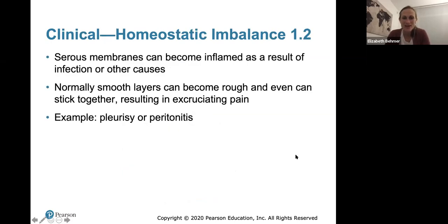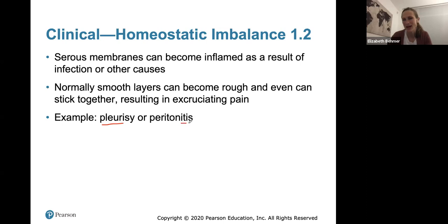So here we have serous membranes can become inflamed as a result of an infection or other cause. This is where you get pleurisy or peritonitis. Normally smooth membranes can become rough and can even stick together, which can result in excruciating pain. And again, this can be a result of an infection or something else. So here we have pleurisy, just to talk about your case study, or peritonitis.